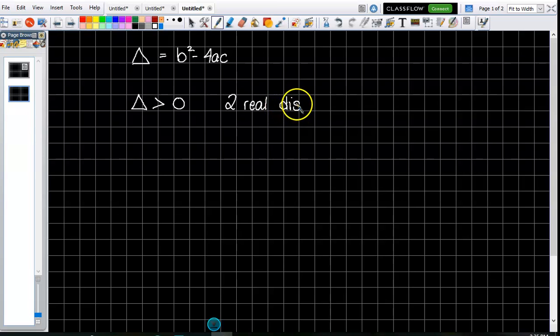Why is it important that I put the distinct in there? As opposed to real repeated, right? That's why we've got to be specific in your investigation. So two real distinct roots, and graphically, that means it cuts the x-axis twice. Now you should only be writing this down if you weren't here yesterday, or maybe you didn't write it down yesterday and now you wish you had.